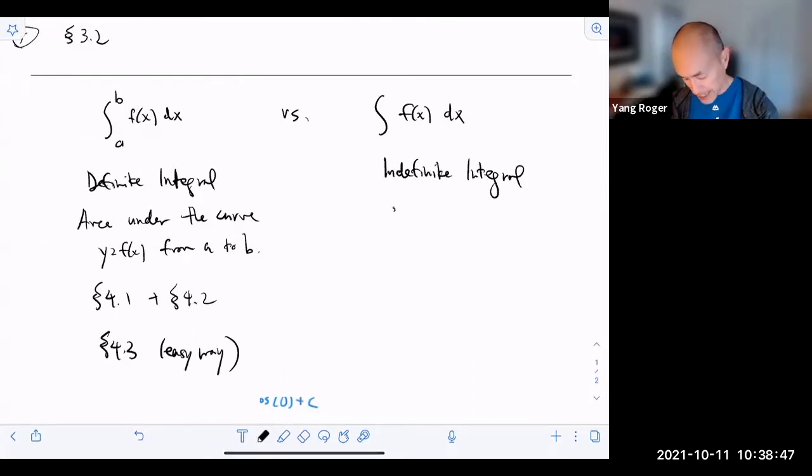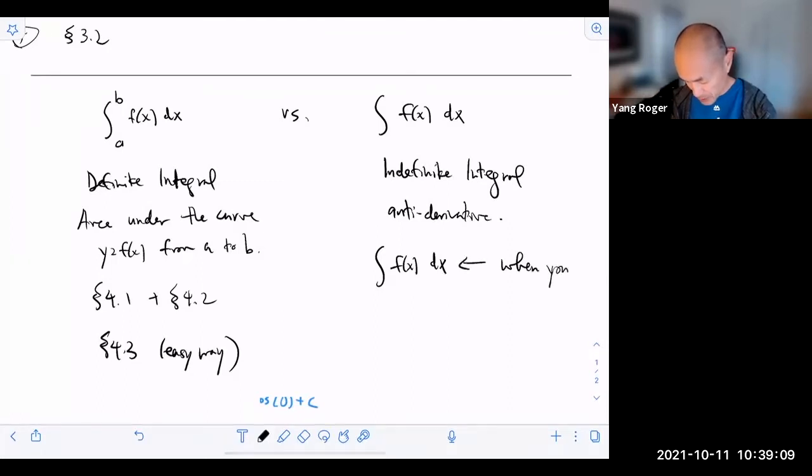And it's also called the antiderivative. Okay. So what you're trying to do is call this object right here the antiderivative. And when you take the derivative, you get f. So when you take the derivative, you get f of x.